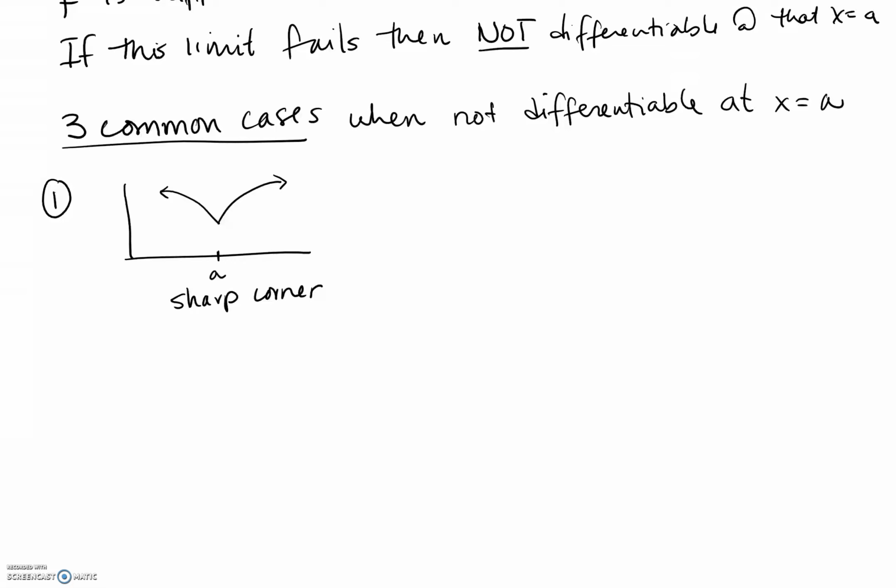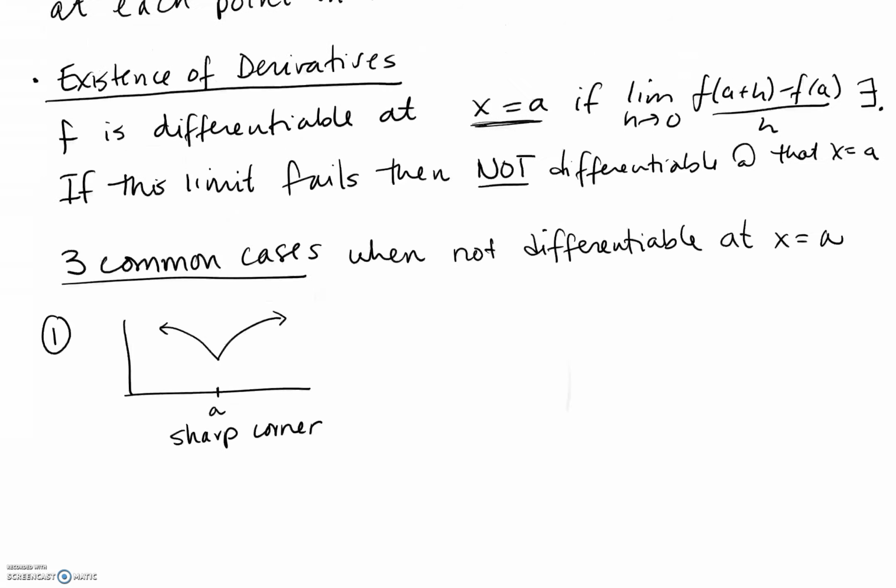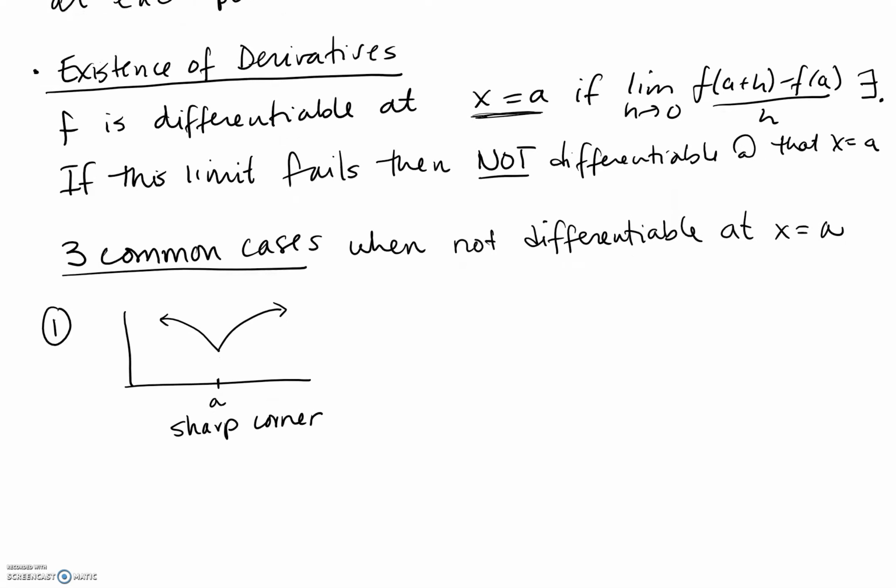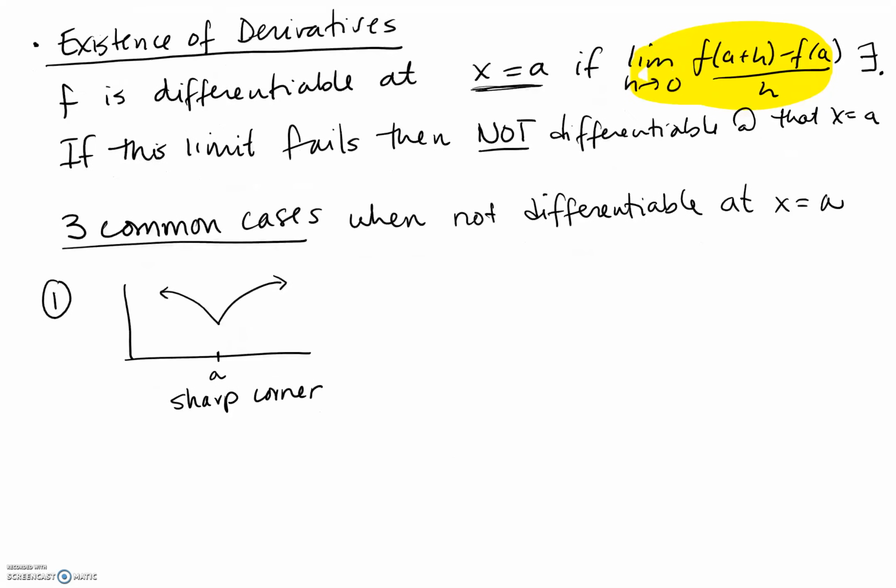But in the sharp corner case, what happens is when you analyze this difference quotient limit right here at that point, the left-hand limit will not be the same as the right-hand limit, and therefore that limit won't exist. And we'll say, well, if that limit doesn't exist, it's not differentiable there. That's one thing that visually could happen.